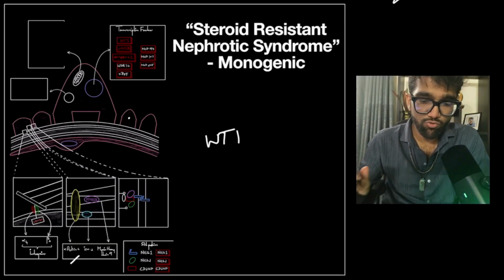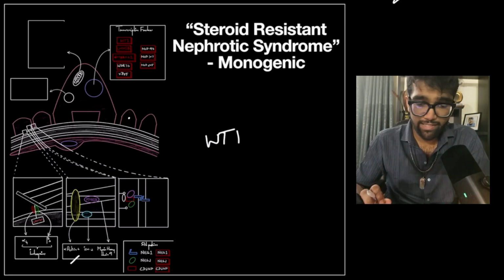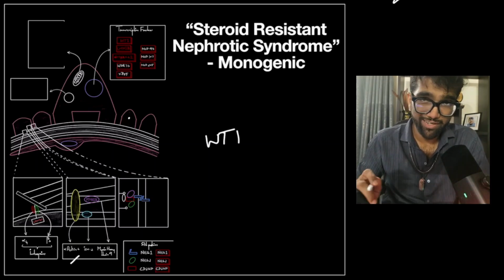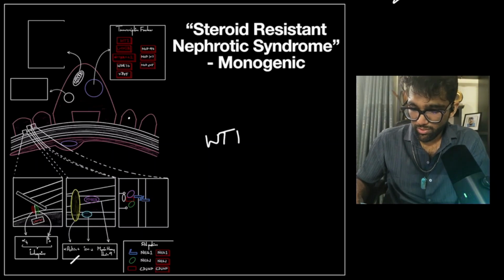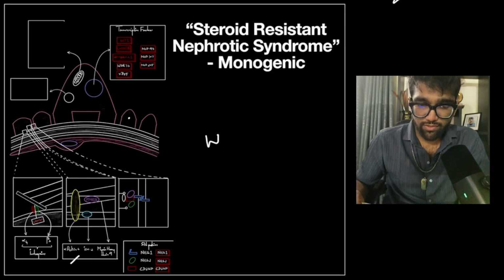WDR73, XPO5, NUP93, as well as NUP107. Again, 93 plus 107 is 200, and NUP205. Okay, so these are the transcription factors.